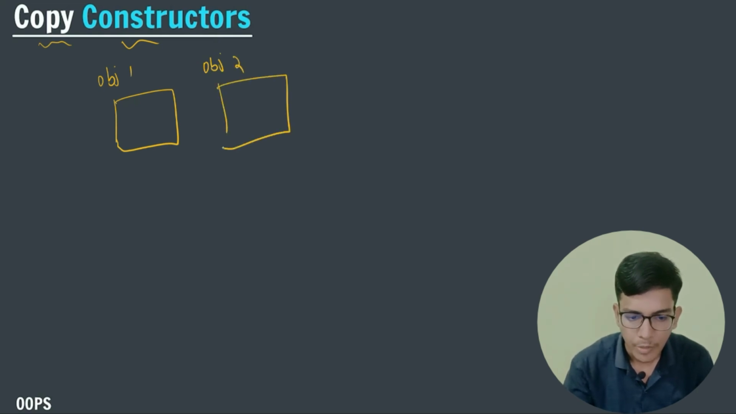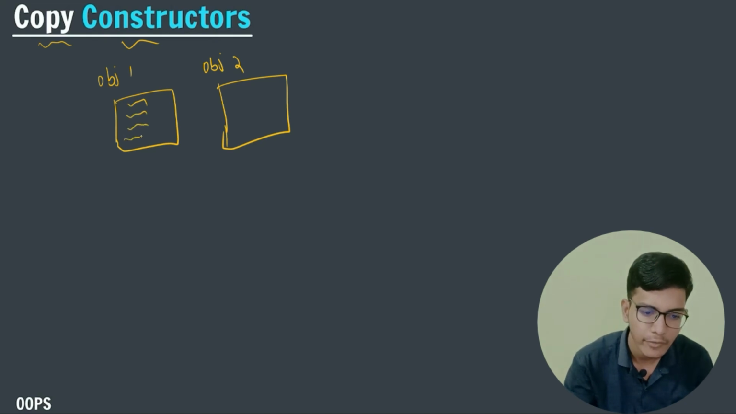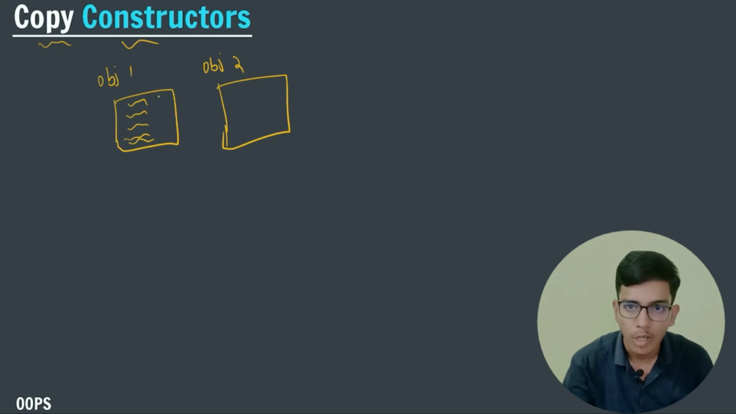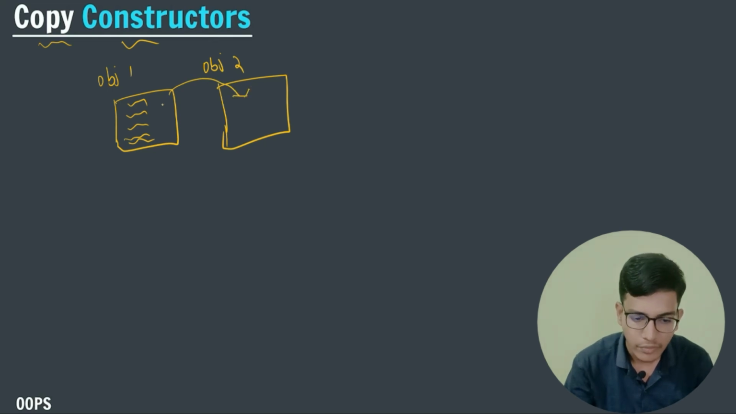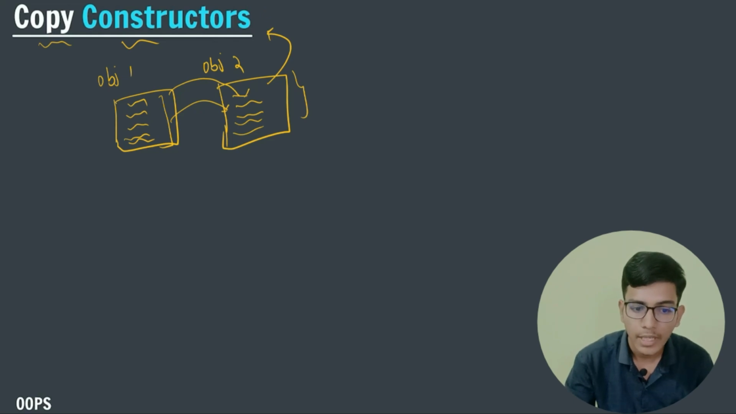So there are two objects and suppose there are some properties and functions in object 1. I want to copy the properties and whatever functions are there in my object 1 directly into my object 2. That copying can be done using a copy constructor. Now let us see how the copy constructor works.